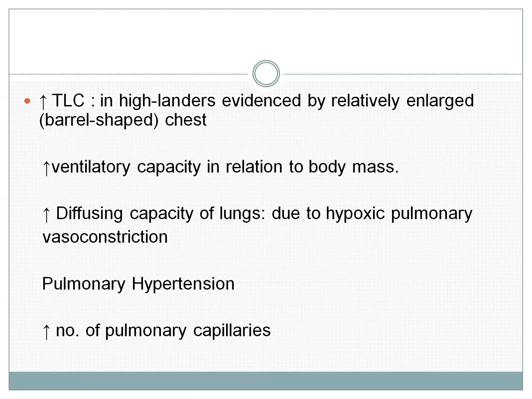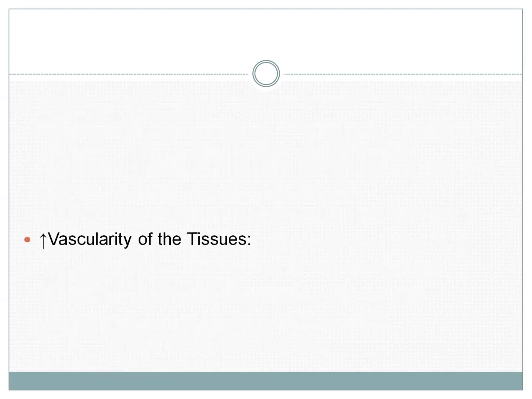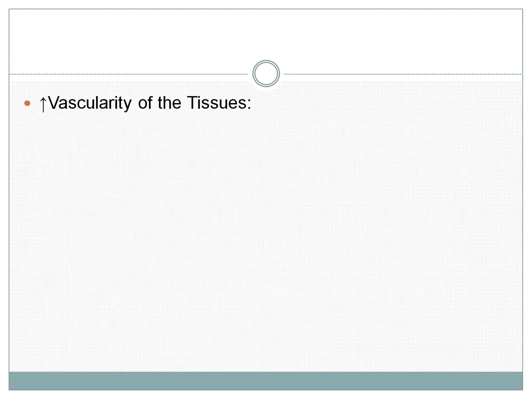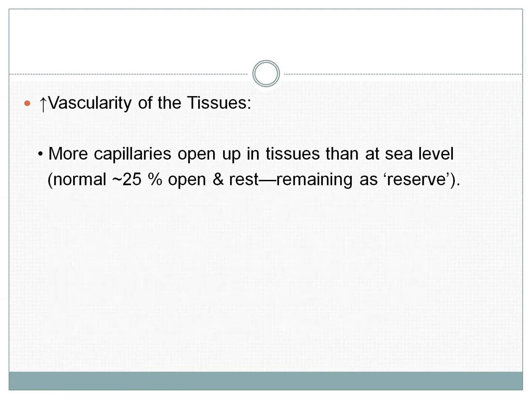See, so what are the long-term changes in acclimatization? The whole body will respond genetically by increasing the number of enzymes and increasing the number of mitochondria. Now they are going to increase the pulmonary capillaries also. Increased vascularity of the tissues. So more capillaries will be open in the tissues than at sea level.